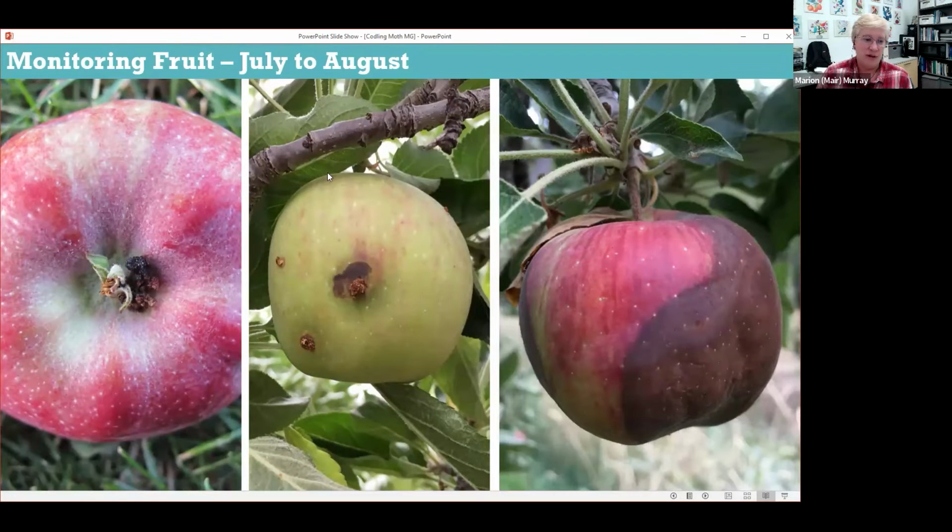Again, on the picture on the far left, the entry might be at the calyx end, could be anywhere on the fruit. And on the picture on the far right, you might actually find some rot associated with that entry. And you might think, oh, I have some kind of disease going on here. But no, the codling moth has introduced some decay bacteria or fungi. So this is just associated with the codling moth entry.